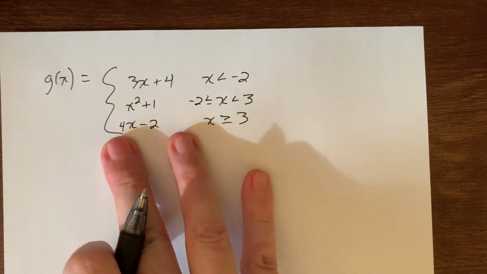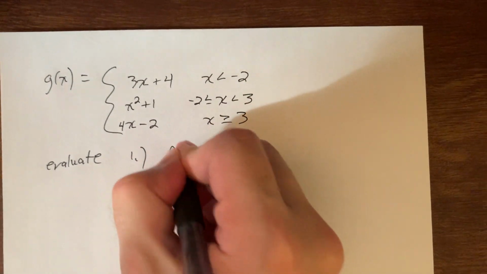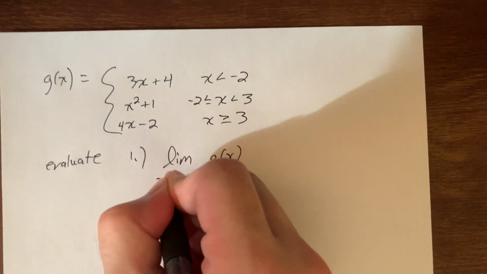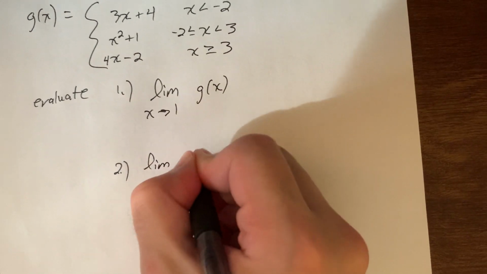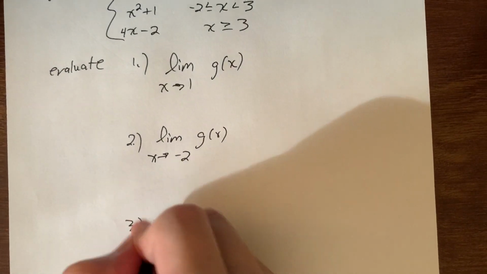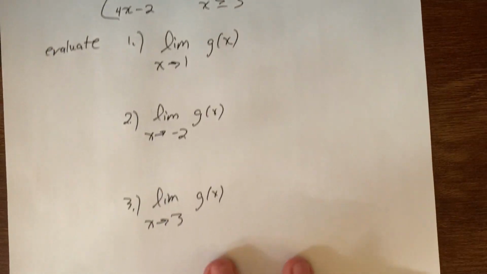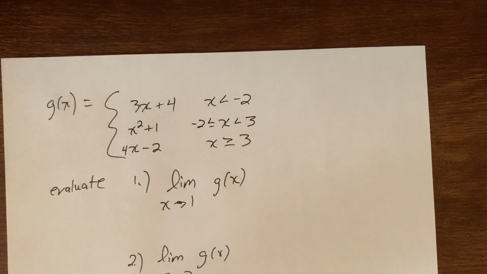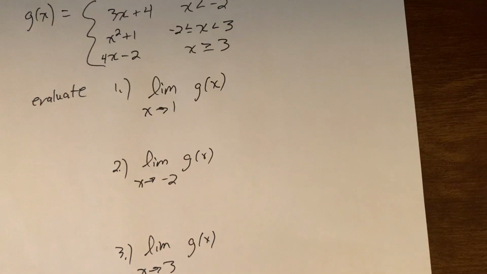So you are given this piecewise function. Let's evaluate, number 1, the limit of g of x as x approaches 1. Number 2, the limit of g of x as x approaches -2. And number 3, the limit of g of x as x approaches 3. If you want to take a moment to pause and take a shot at these yourself based off what we just did, that's certainly fine. But now I'm going to jump in.